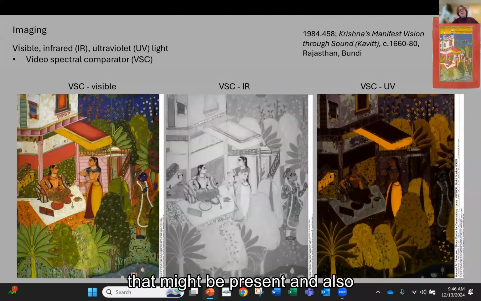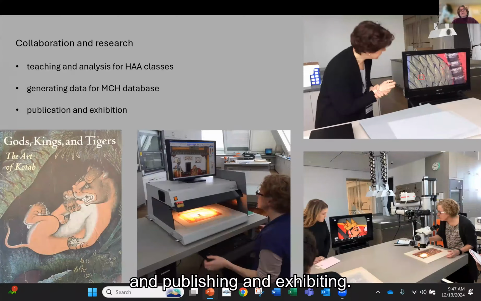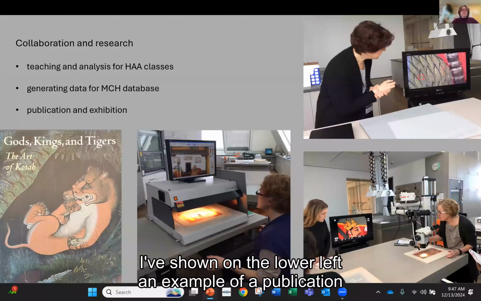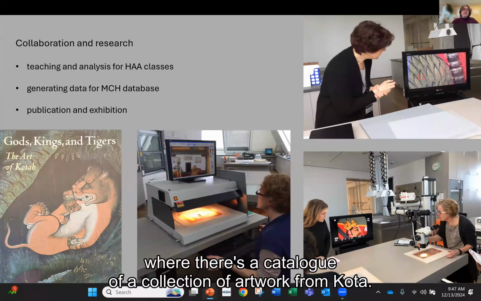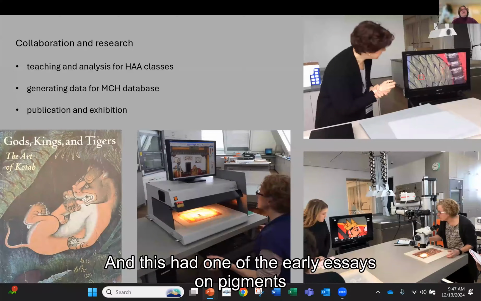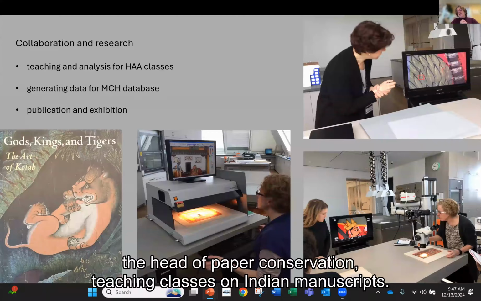We've also undertaken a lot of collaboration and research, including teaching for classes, generating data for the Mapping Color in History database, and publishing and exhibiting. I've shown on the lower left an example of a publication from the later 20th century, a catalogue of a collection of artwork from Kota. It had one of the early essays on pigments and analysis of the materials. And the other images show myself and Penley Knipe, the head of paper conservation, teaching classes on Indian manuscripts.